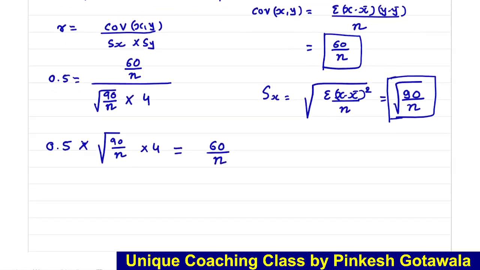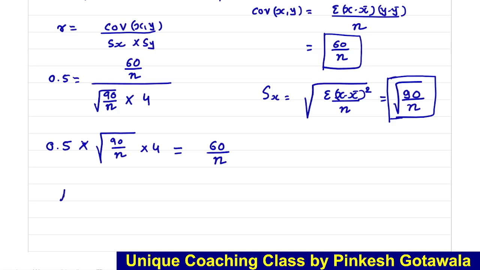Now the problem is this square root. If here root is not given, just think that this root is not given. So 0.5 into 90 into 4, we can easily multiply that. But here the problem is the root. So we have to do something to remove this root. So how can we remove it? Very simple, just take the square on both sides. If we take the square on both sides, the root will automatically be removed.